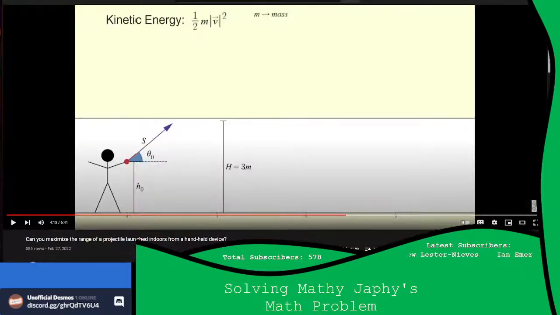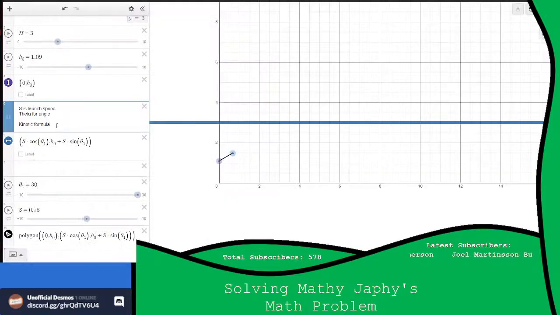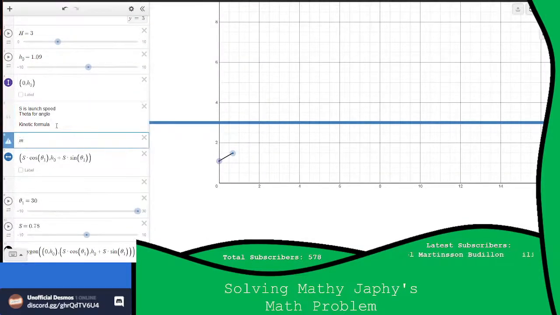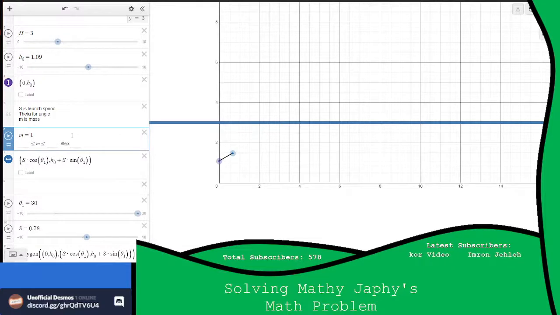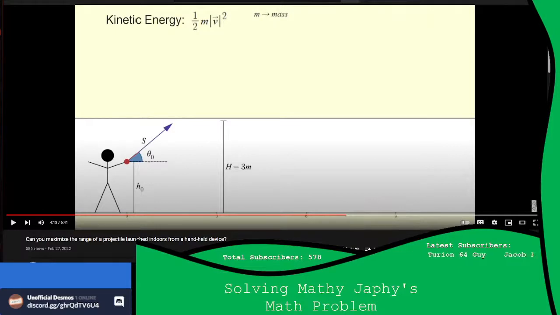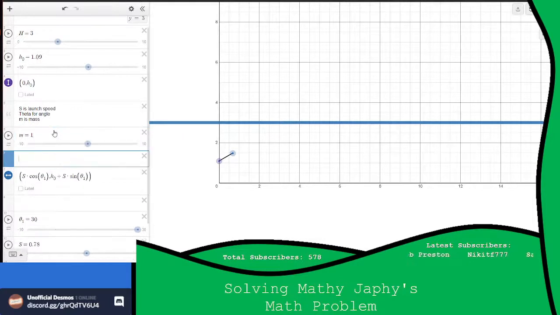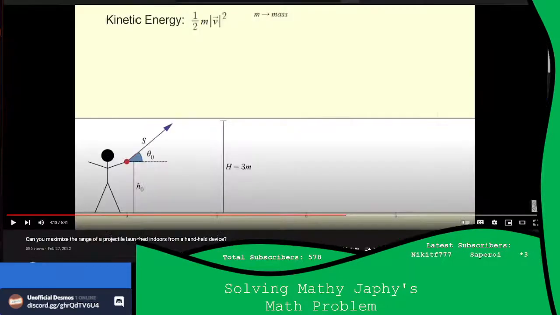So it says 1 is equal to m. So what is m? Mass. Okay, so m is mass. Let's put it at 1 kilogram or whatever it is. One. Okay, so this is 1 half. What is velocity? Oh, well, that gives us a vector.